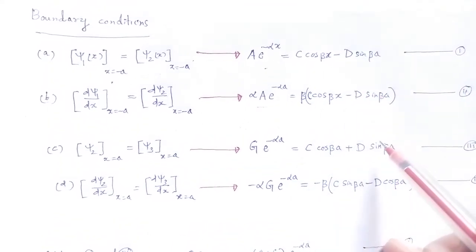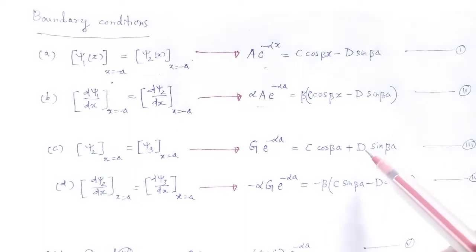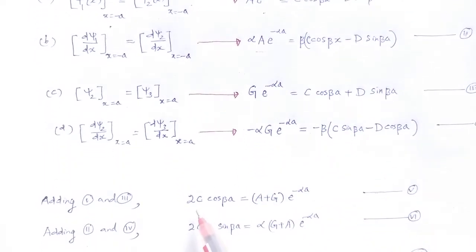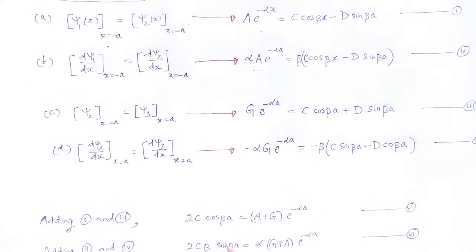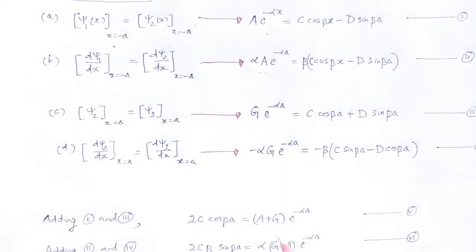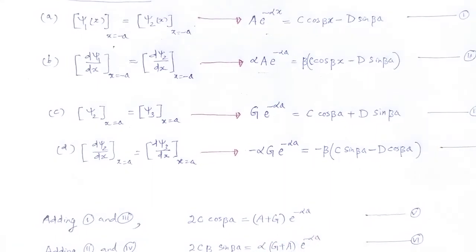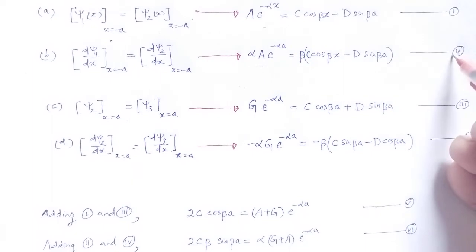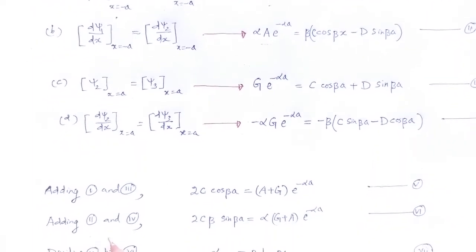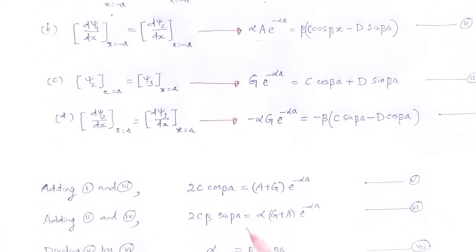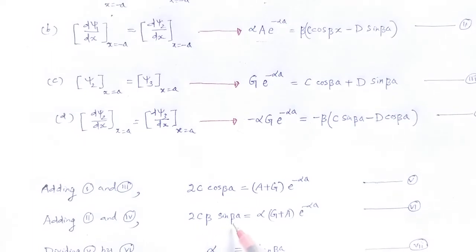Equation 1 and equation 3, when we add these two equations, we get 2c cos beta a is equal to a plus c e to the power minus alpha a. Again adding equation 2 and equation 4, we get 2c beta sin beta a is equal to alpha of g plus a e to the power minus alpha a.